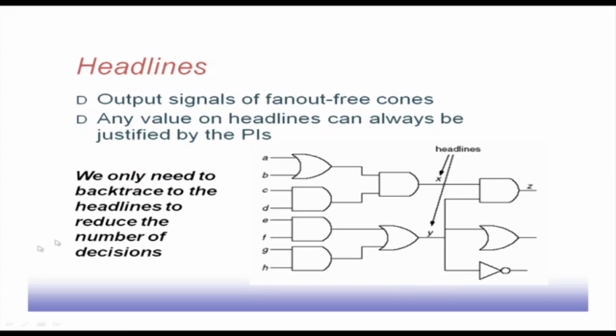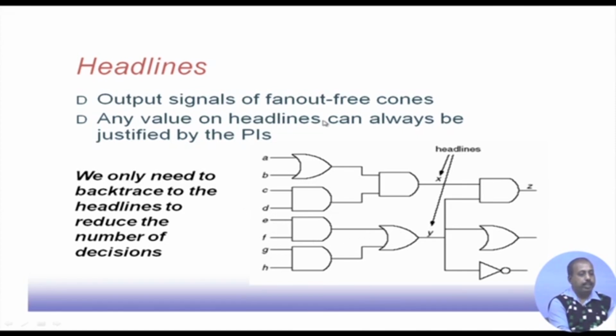So, as I was telling, headlines are the output signals of fan-out free cones, like in this particular circuit. This point x is a headline, point y is also a headline, because they are the outputs of these fan-out free cones. x's fan-out free cone consists of these nodes, primary inputs A, B, C and D, and y's fan-in cone consists of E, F, G and H. So, this is a fan-out free cone, and there we have got the headline.